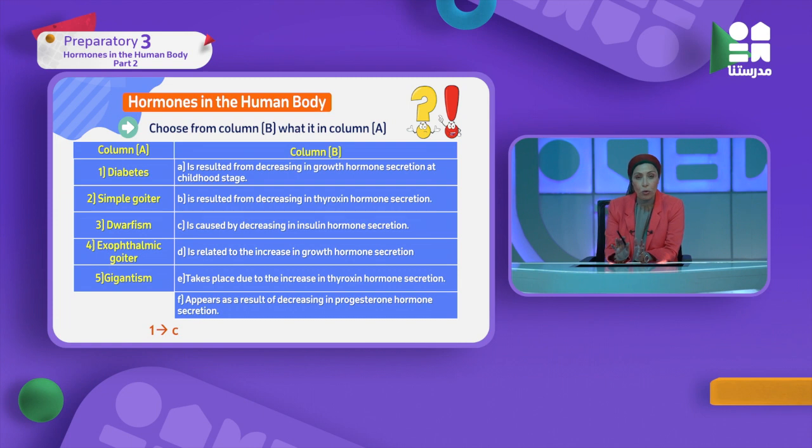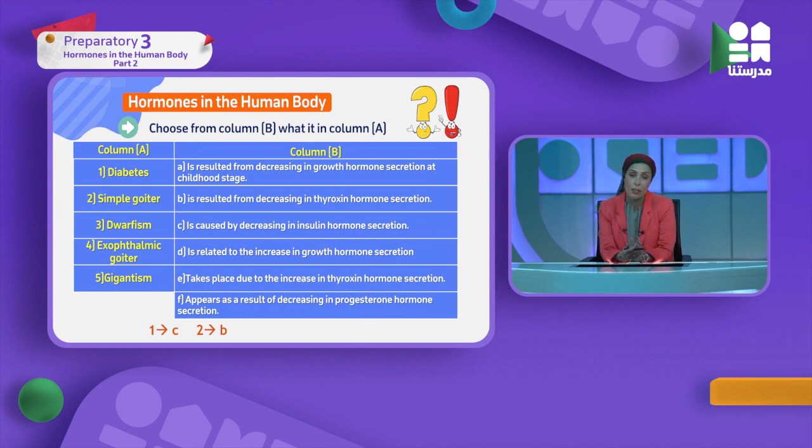It has nothing to do with the goiter and the growth hormone. It's resulting from a decrease in the thyroxine hormone. Is it decreasing or increasing? Yes, it's B. Number 2 is the goiter, simple goiter, resulting from a decrease in the secretion of the thyroxine hormone.